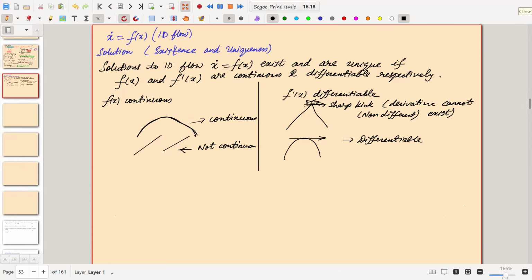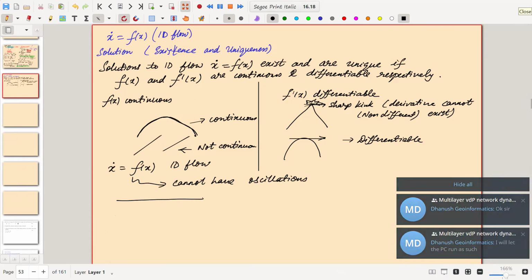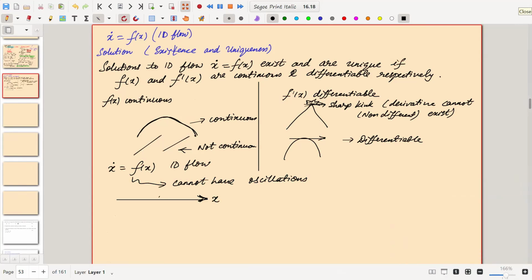Similarly, you cannot have any oscillations in 1D flows. So consider a 1D flow, that is x dot equals f of x. It is known as a 1D flow, and you cannot have oscillations here. Why? Because it has room for only one dimension. That means it can go either in positive x or negative x, right? So it doesn't have any room for oscillations like this. It can either go this way or that way.